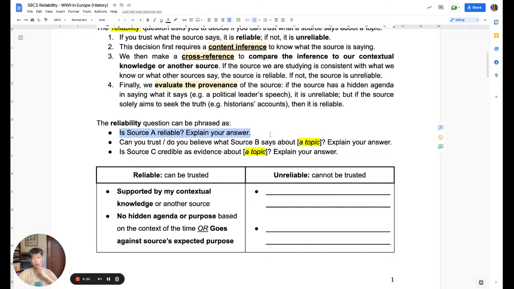If the question has no focus, as in this question, is source A reliable? If there's no focus, then you establish the message of the source. What does source A say in general? You could also use the anchor topic or question of the source-based case study to help you establish the message of the source.